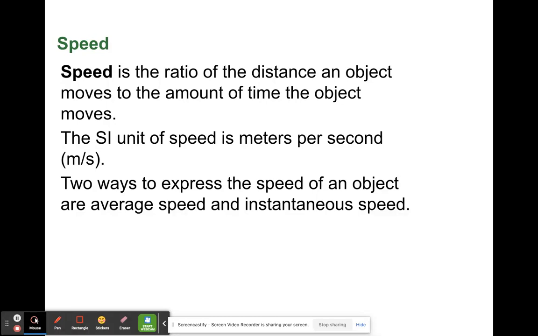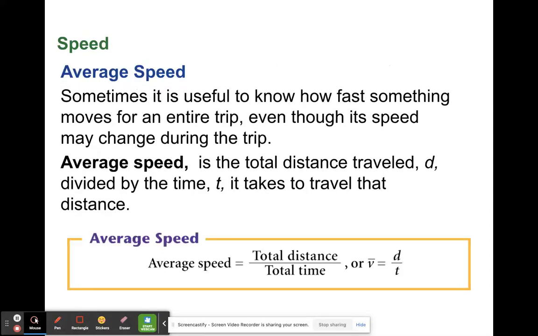Two ways to express the speed of an object are the average speed, and that's the total distance divided by the total time it takes to travel that distance, and then the instantaneous speed. How fast am I going right now? And so here's the equation for the average speed, so you guys could see it a little better. It's the total distance divided by the total time. And so in your reading guide today, I give you one problem where you're going to be given a couple different distances and some different times, and you're going to add them all up and divide the distance by the time.